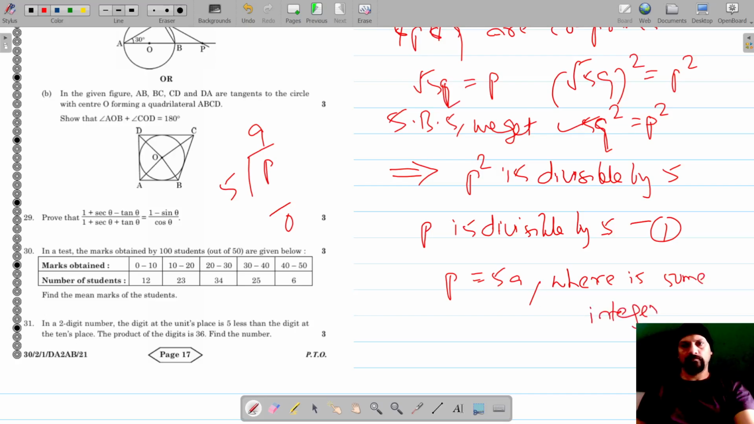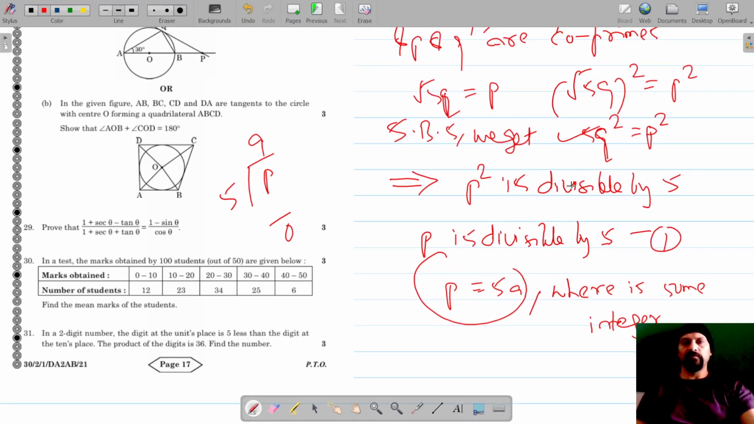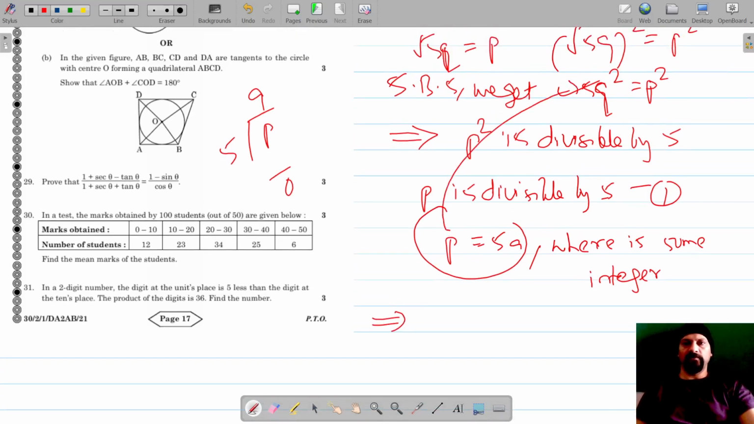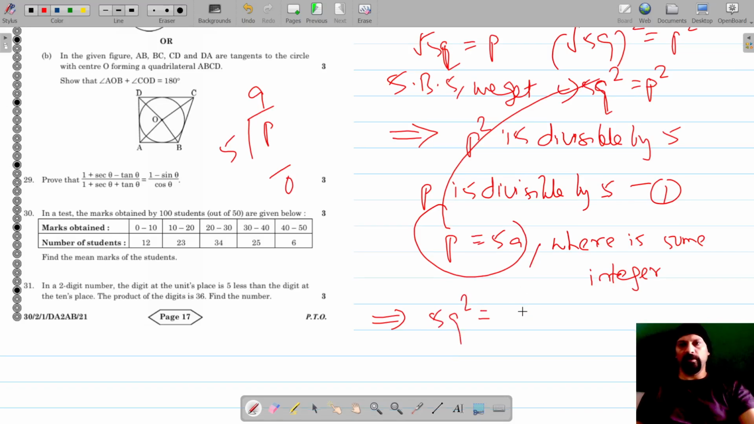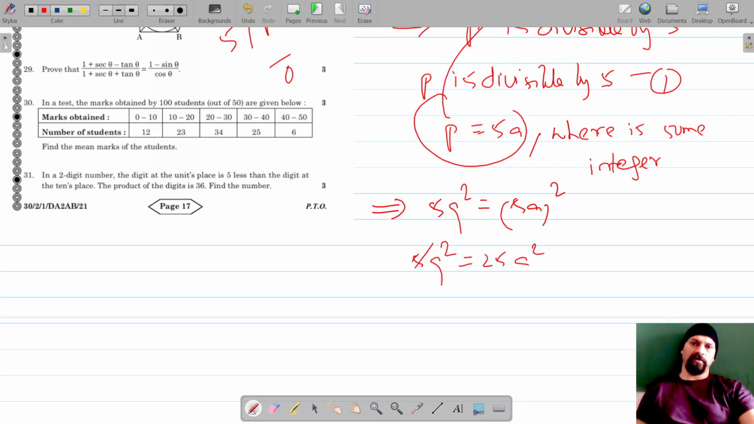Okay, let's replace this value of p is equal to 5a in 5q square is equal to p square. So this implies p is equal to 5a. Let's replace this value here, which gives me 5q square is equal to the value of p, which is 5a. So this is 5a the whole square, which gives me 5q square is equal to 25a square. Dividing by 5, finally q square is equal to 5a square.